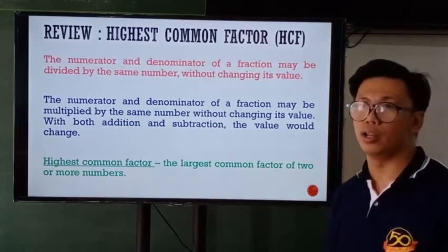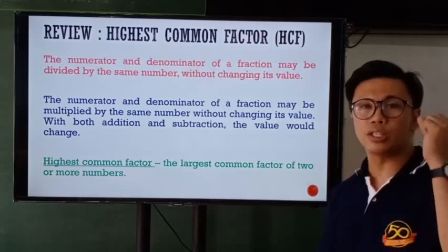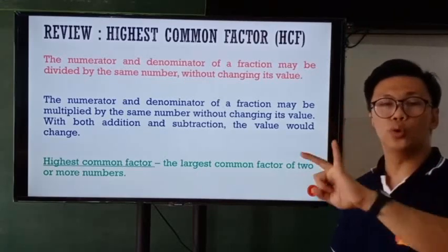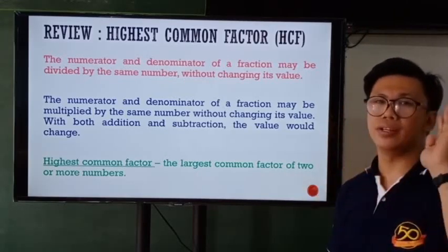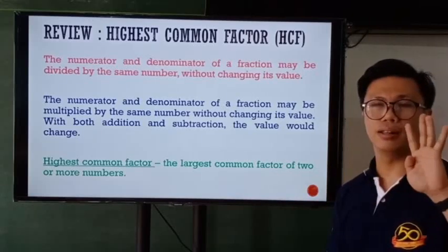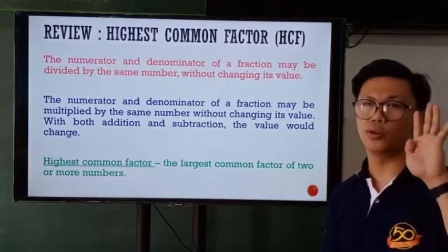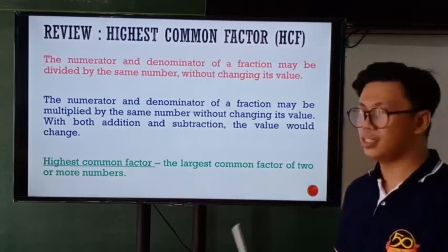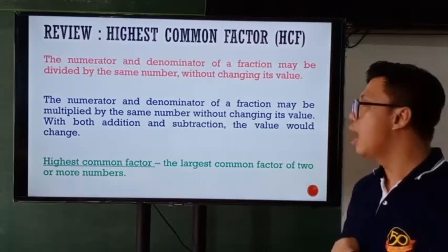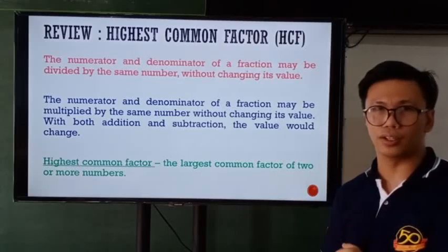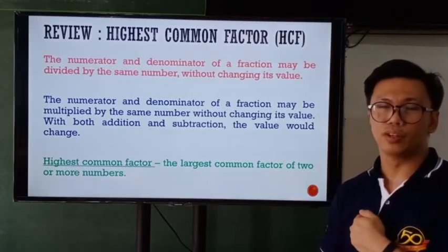For example, the common factors are 1, 2, 4, and 6. So what is the largest common factor of these 4 numbers? 6. So we will write 6. And that is our highest common factor. Did you understand? Very good.